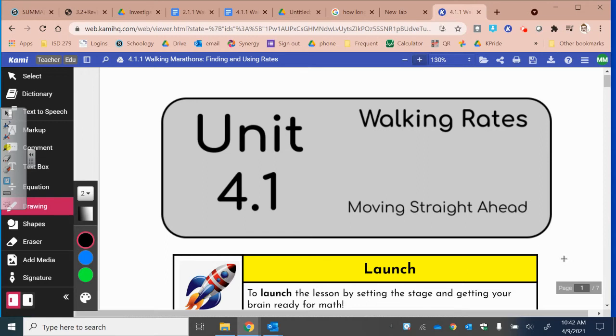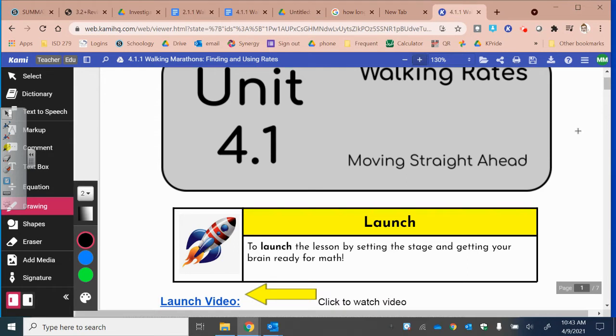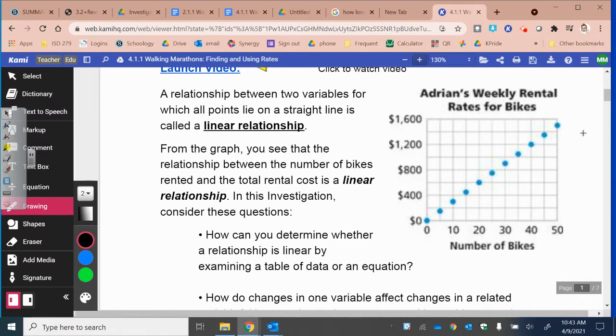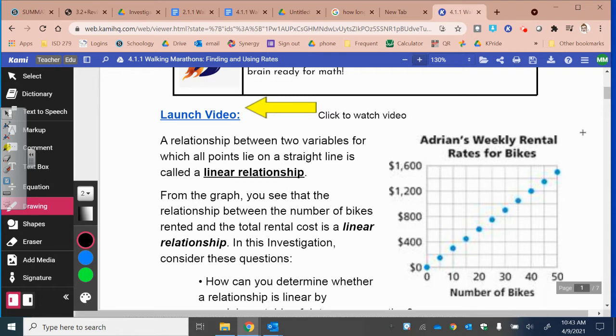All right, we're moving into a new book today called Moving Straight Ahead. We're going to take all of that information that we know about proportions and proportional relationships and start to look at it in more tables and graphs and equations. So today, we'll start by looking at this graph and talking about what a linear relationship is.